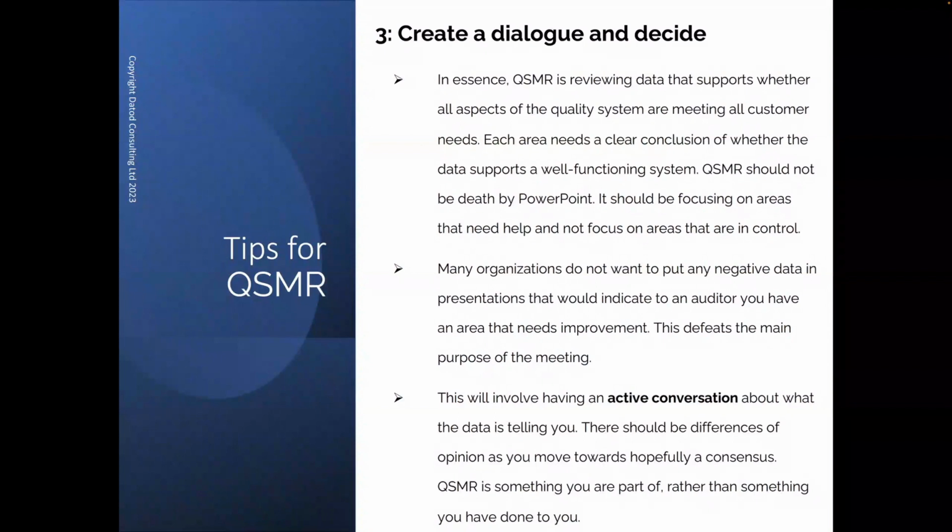And really, you need to have an active conversation about what the data is telling you. There will be differences of opinion and arguments and bumps in the road as you have those meetings. But the whole purpose of the meeting is, collectively as a leadership team, to get to a consensus in terms of the quality system. The quality system management review is very much something you're part of and you contribute to, rather than something that's just done to you twice a year. So we really use this forum as a key business process to drive good conversations and to make key decisions about your quality system.